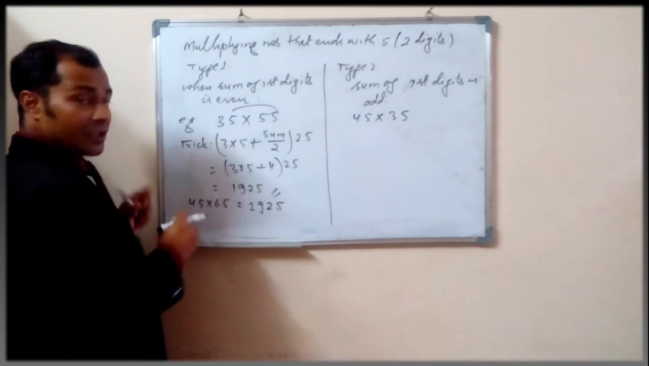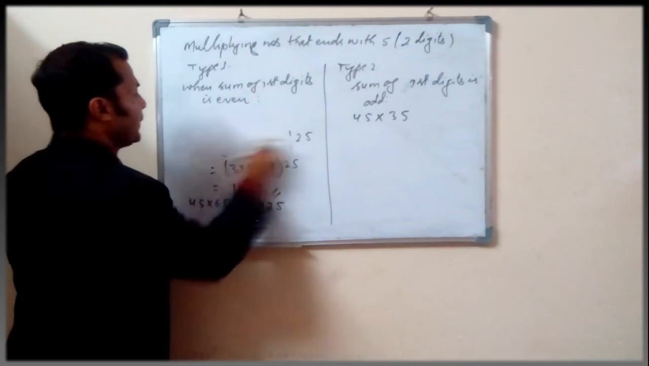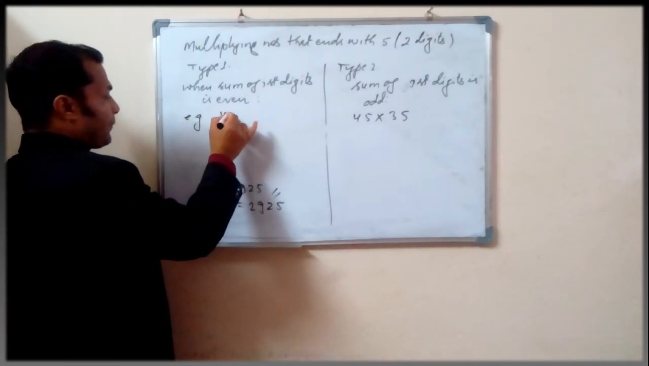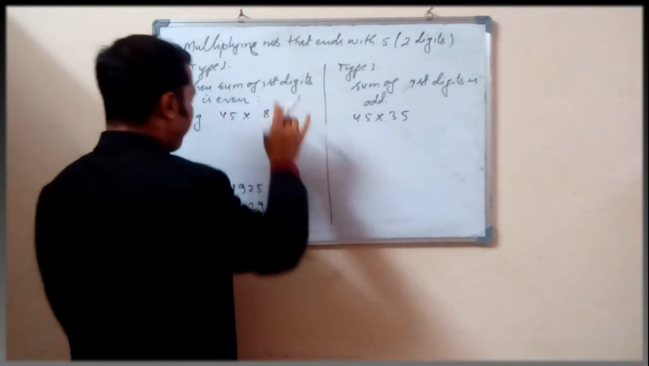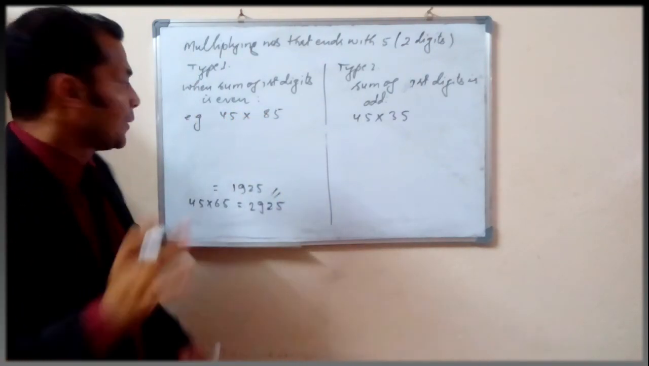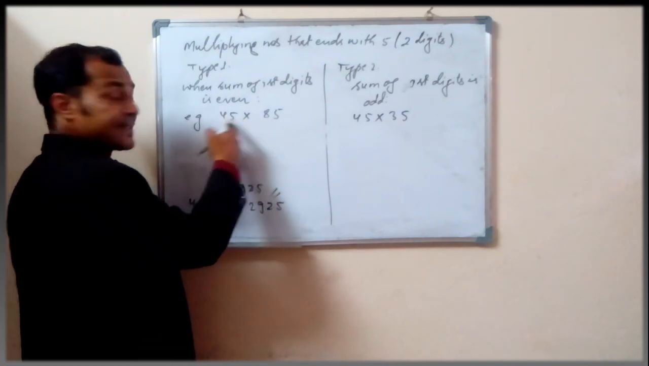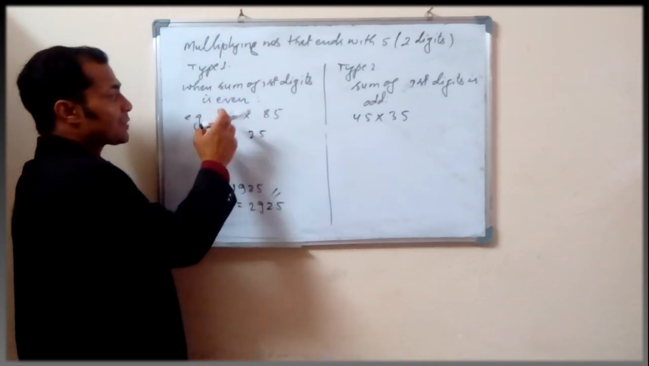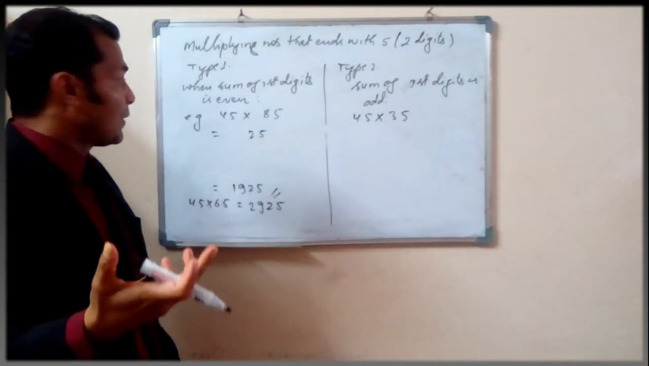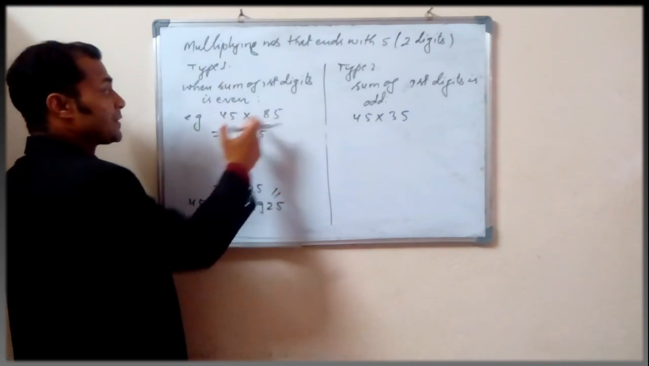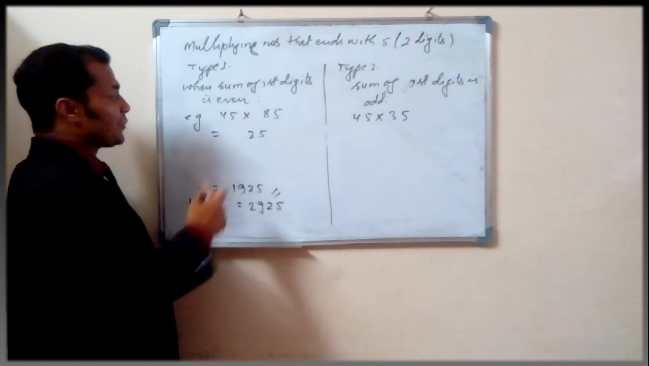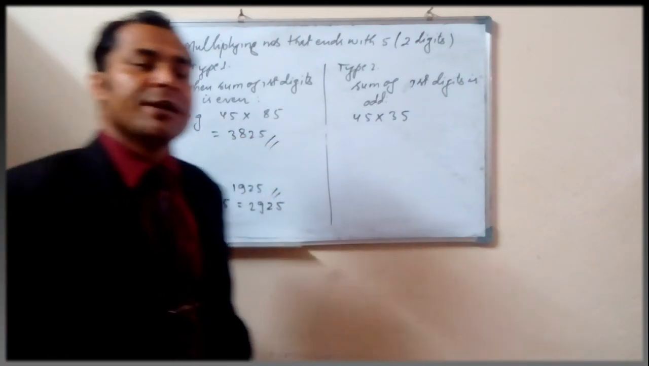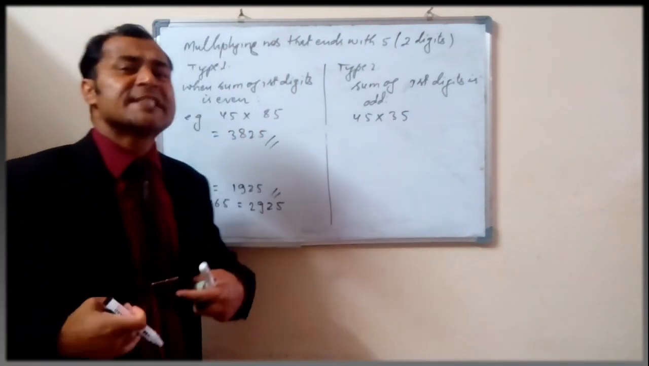Still confusion? Let me give you one more example here. 45 into 85. Here again, the sum is even, right? So what do you use? 25 at last. 8 plus 4 is 12, divided by 2 is 6. 8 4s are 32, and 32 plus 6 is 38. So this is how you calculate the answer, just within seconds.